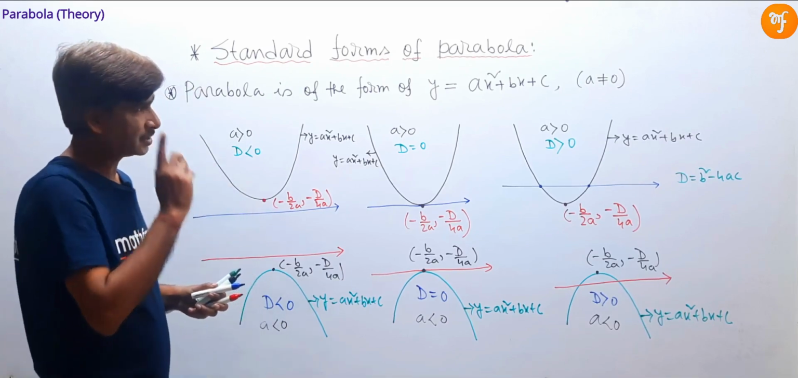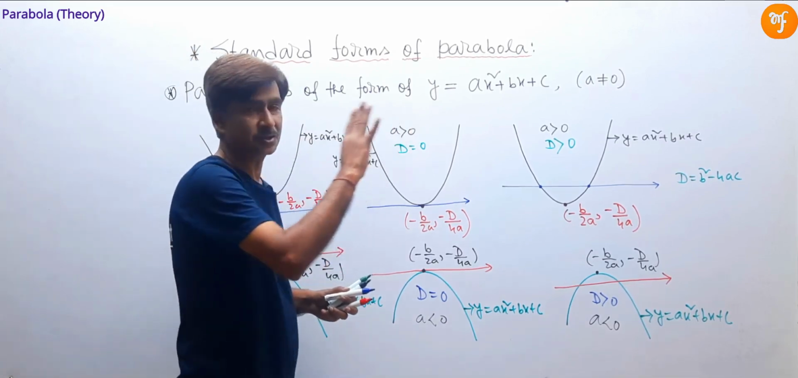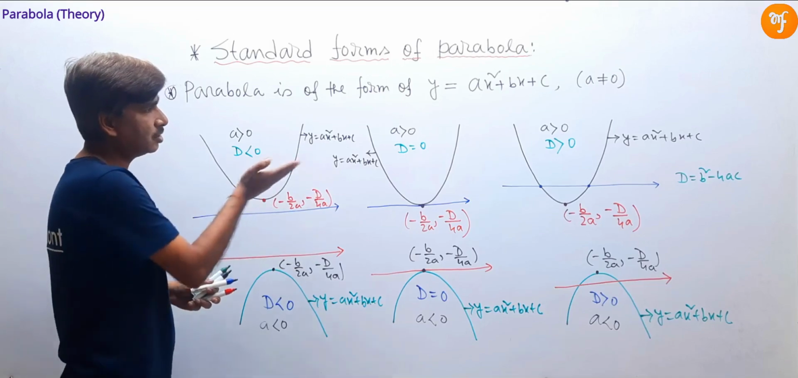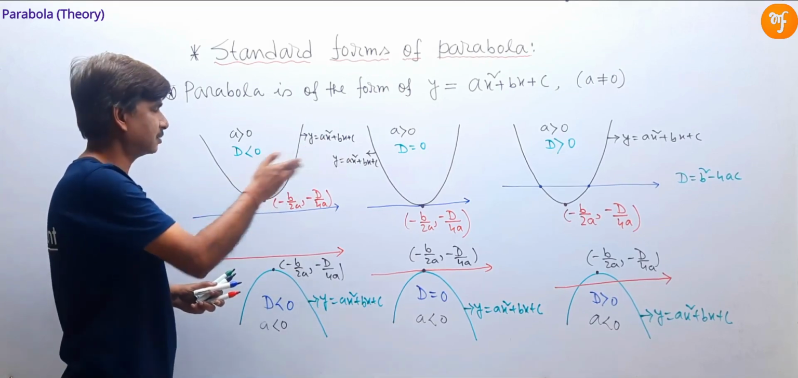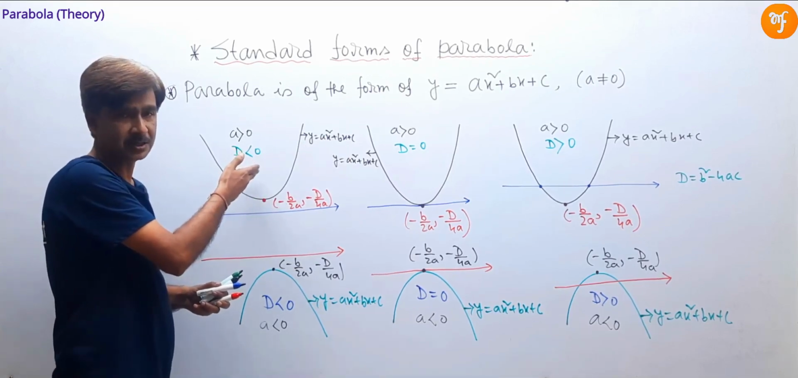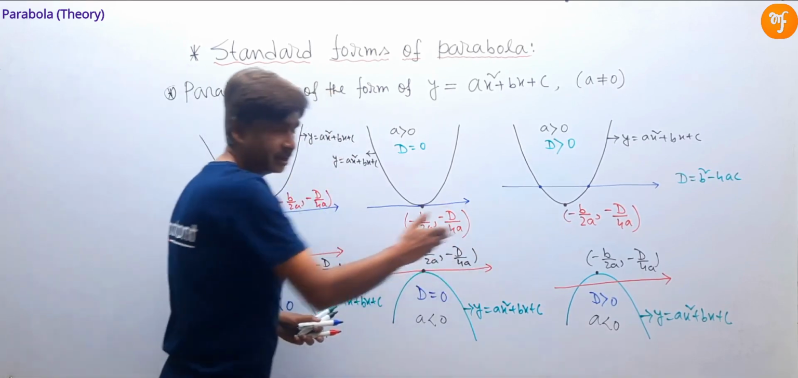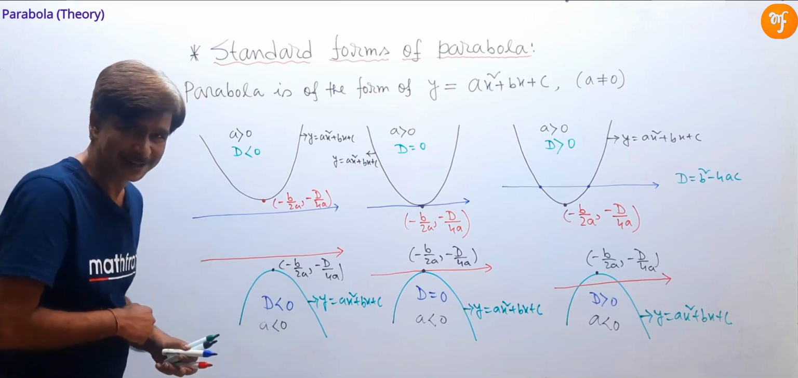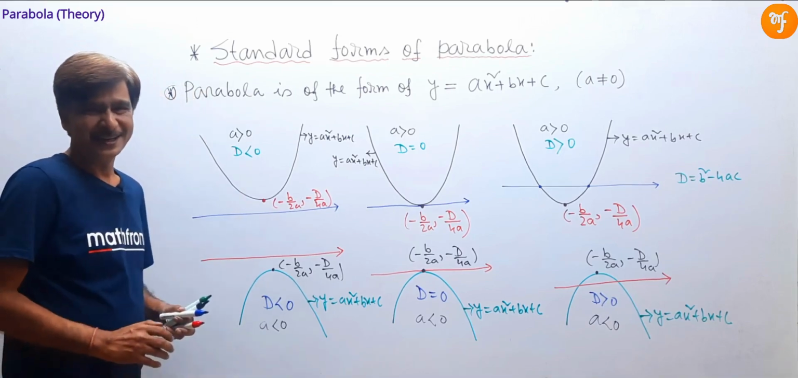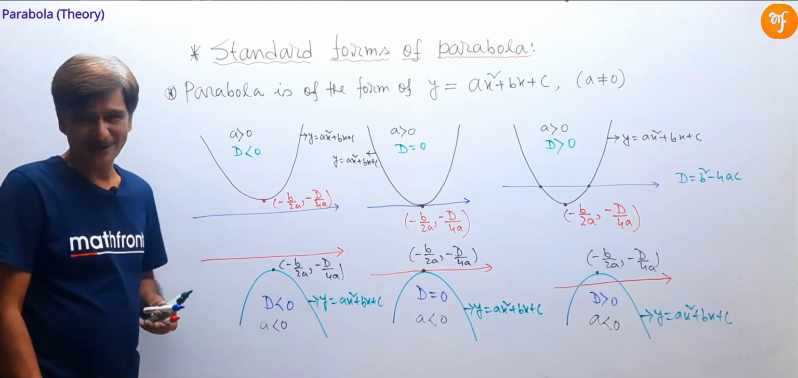And you must remember here a should not be equal to 0. When a is greater than 0, we have 3 cases, depending on the value of the discriminant, that is d. And when a is less than 0, then we get the 3 cases, depending on the value of d. Understand? Clear? Okay, now come to the next concept on parabola.